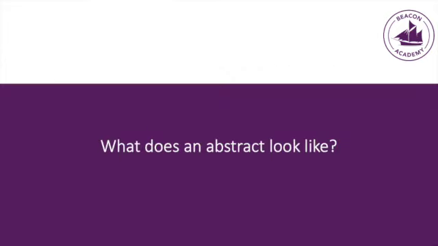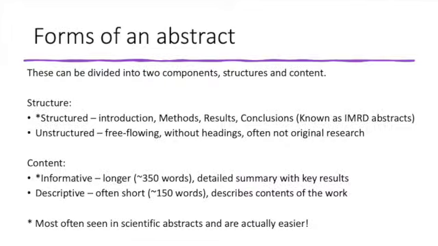So let's cover what an abstract looks like. We've covered previously what structures may be present or may not be present. Abstracts can be divided into two components, both the structure and the content. A structured abstract looks at an IMRD, or an Introduction, Methods, Results and Conclusion. You may have additional structured components in there, as we've seen previously with BMJ Open, where they request a few other headings. These are a little bit harder in terms of getting the word count right, however they are easier to produce because you have a structure to work within.